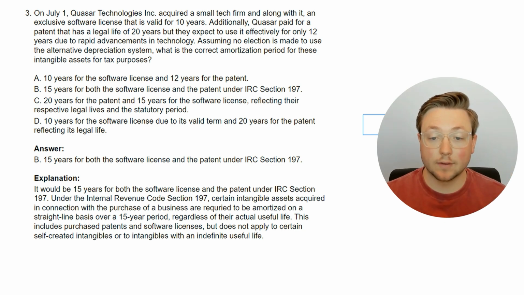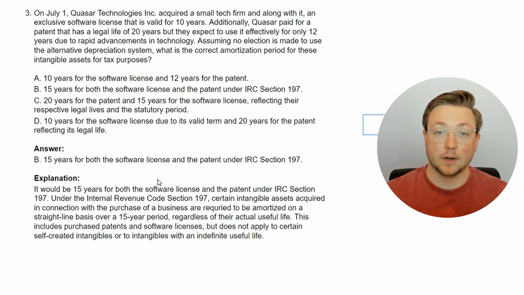So 15 years for both the software license and the patent under IRC Section 197. So this must be a special tax rule. It would be 15 years for both the software license and the patent under IRC Section 197. Under the Internal Revenue Code Section 197, certain intangible assets acquired in connection with the purchase of a business are required to be amortized on a straight line basis over a 15-year period, regardless of their actual useful life. This includes purchased patents and software licenses, but does not apply to certain self-created intangibles or to intangibles with an indefinite useful life.